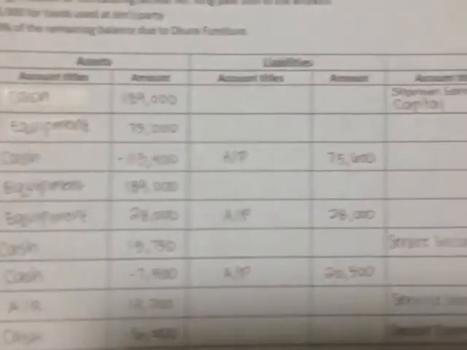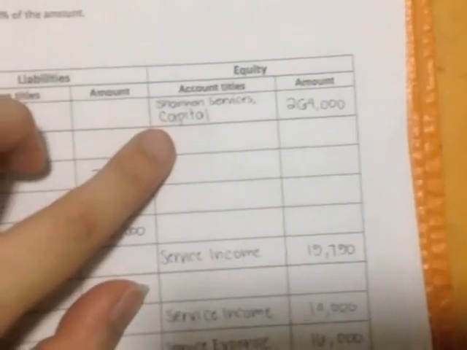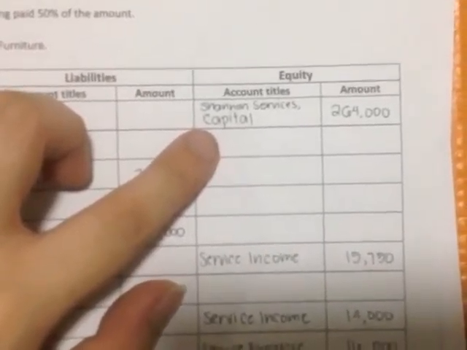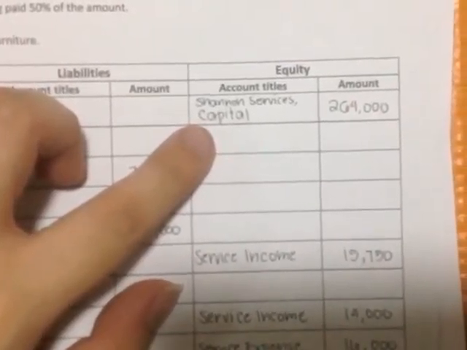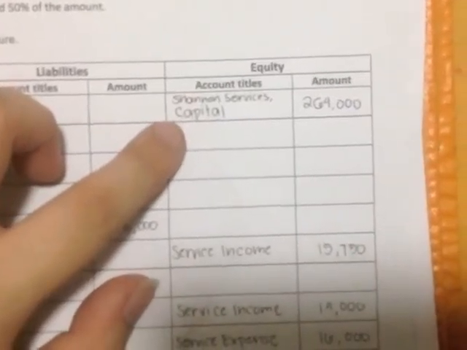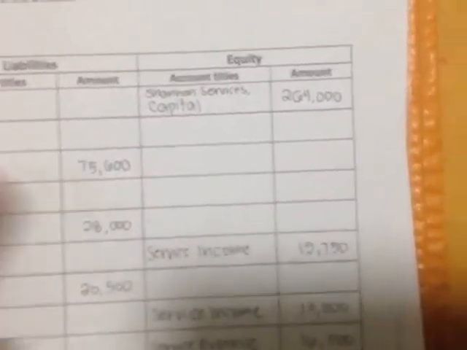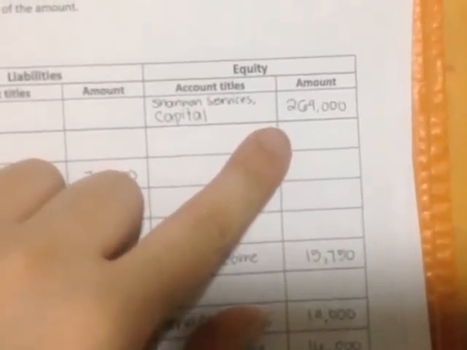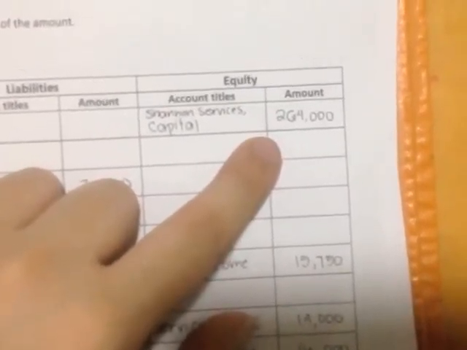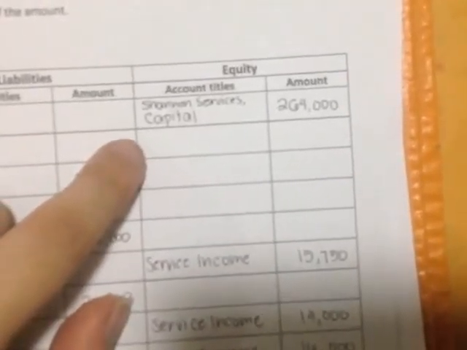To make it balanced, we put on the equity side the sum of these two account titles, which is the capital. So 189,000 plus 75,000 equals 264,000 pesos, which sums up to the capital of the company.